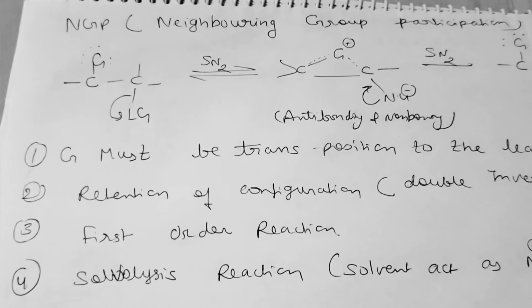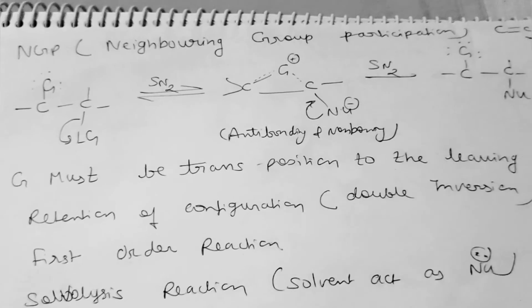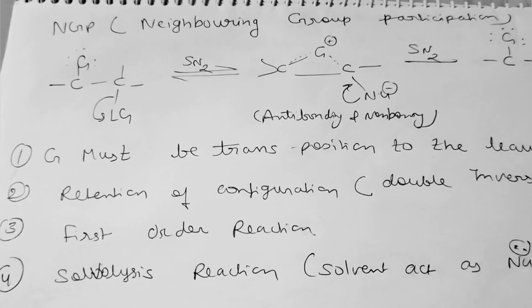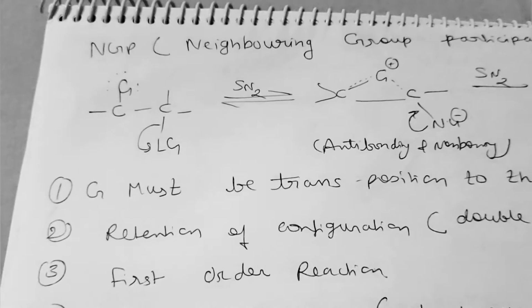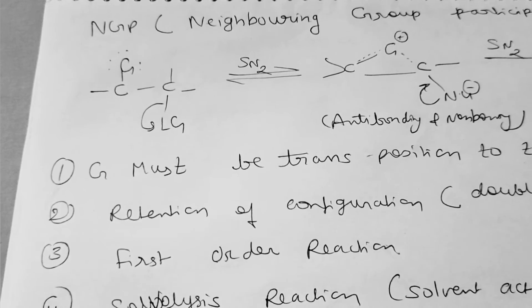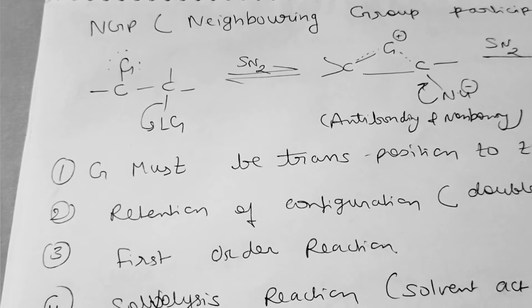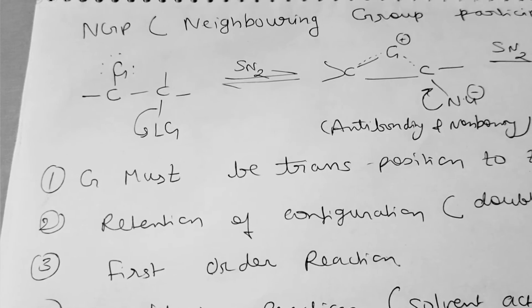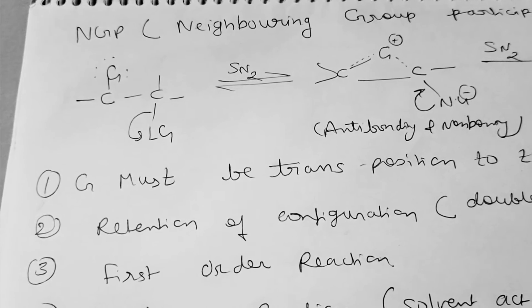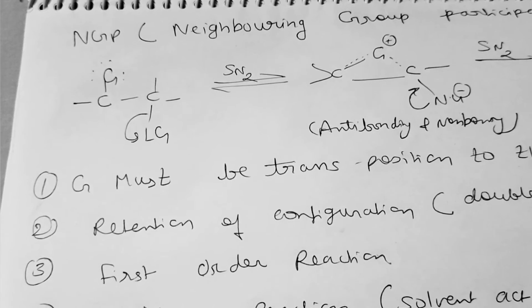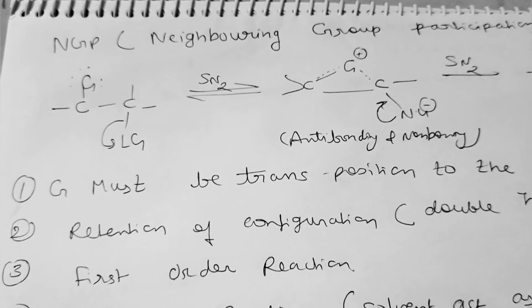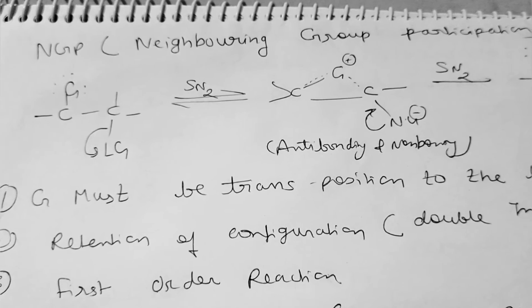Here I am showing you some reaction. Earlier we did the NGP. This is a simple review of the reaction which we have already done in previous lectures. Here we have Lg, meaning leaving group. In this reaction, the SN2 mechanism will be followed and the intermediate will be in cyclic form.